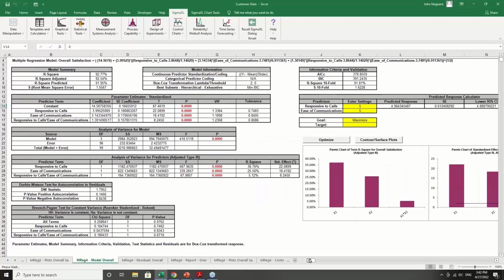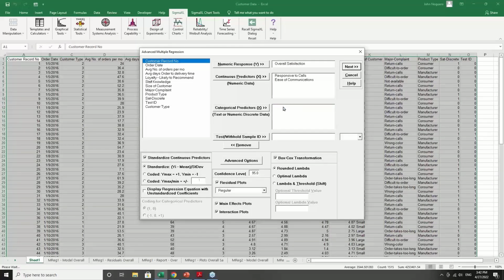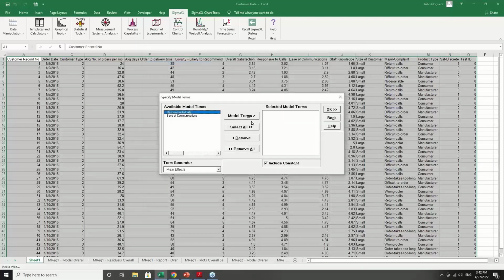Okay, so there is one more thing I want to do, because I just want to show you, even though the residuals are not ideal, just how much of an improvement. So I'm going to take customer type out. I'm going to turn off BoxCox Transformation. I'm only going to look at overall satisfaction versus responsiveness and ease, and that's kind of like the basic model.